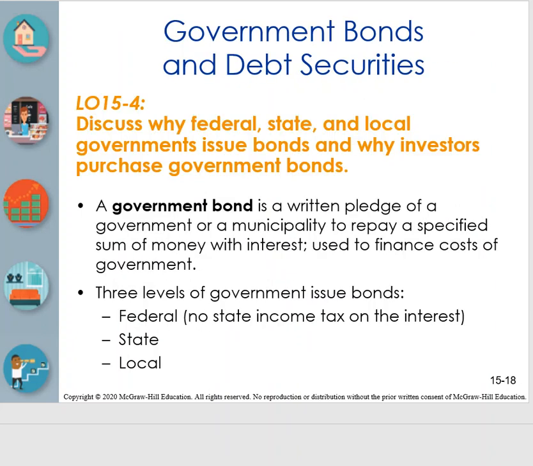So now, up till now, we've been looking at corporate bonds. Now we want to look at bonds issued by another agency, not necessarily a corporation, but government bonds. Government bonds simply are, again, a written pledge or an indenture by either what's called a government or what's called a municipality, a local government, to repay a specified sum of money with interest. And so these can be done with federal, state, or local.